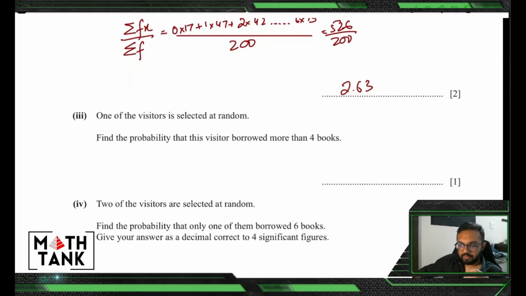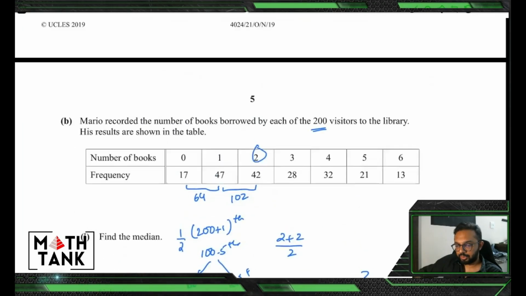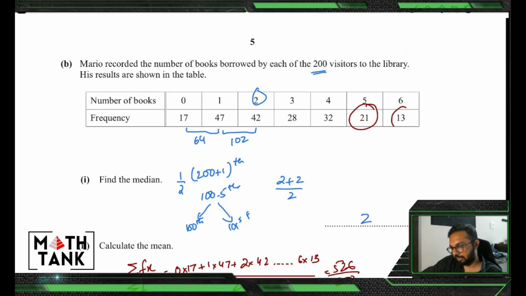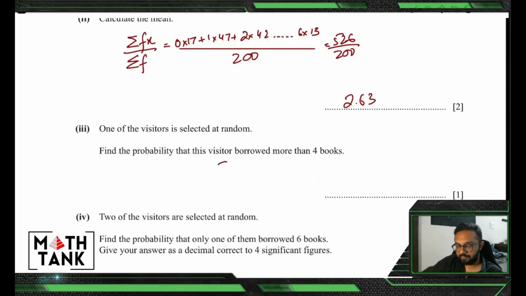Okay, then it says one of the visitors is selected at random and asks for the probability that the visitor borrowed more than 4 books. So more than 4 books are 21 plus 13. That means a total of 34 people out of 200. I can reduce this, but this answer is also absolutely fine. 34 out of 200.